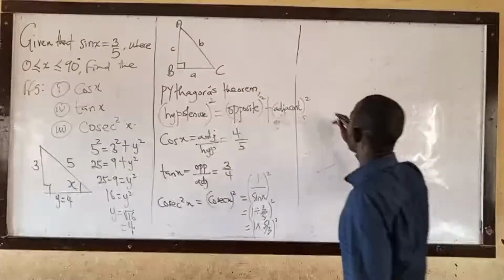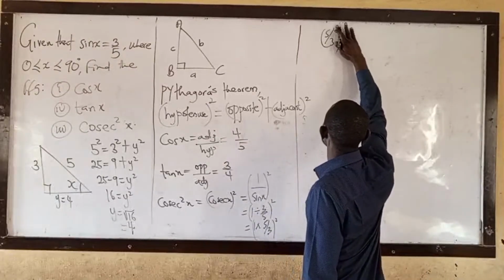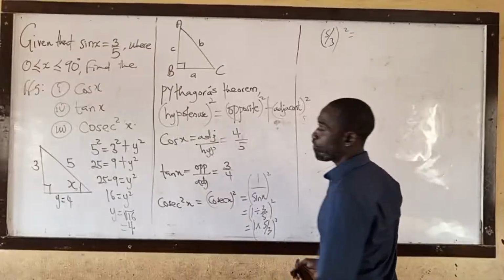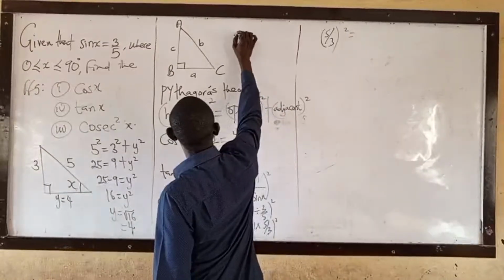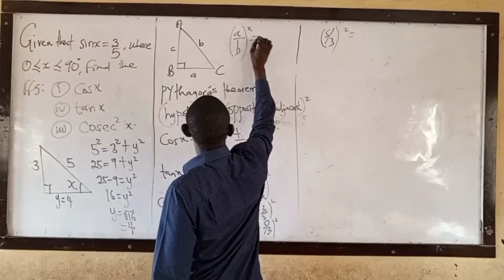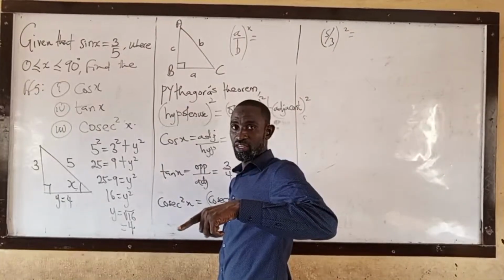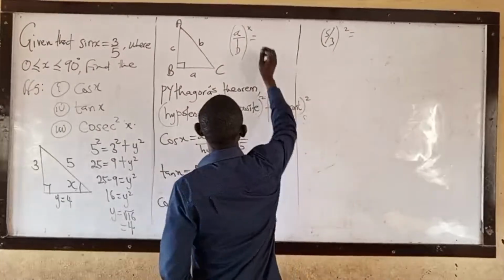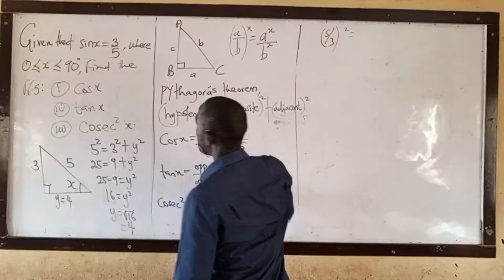1 times 5 is 5, so we have what now? 5 over 3 all squared. This one follows a rule under indices that says if I have a over b all raised to power x, if I want to open the bracket, that x will affect both a and what now? And b. So if I open the bracket, I will have what? A raised to the power of x all over b power x.